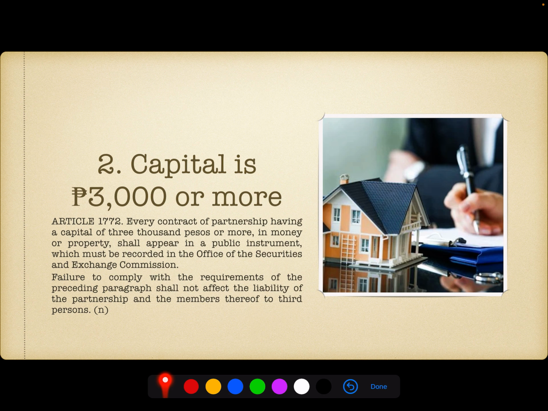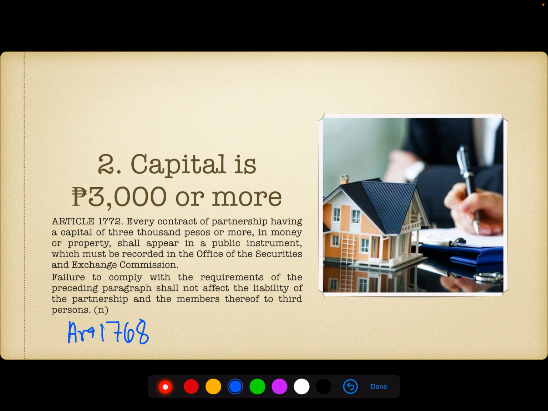But the difference between 1772 and 1773 earlier is that here in 1772, the failure to comply with the requirement of creating a public instrument and recording it in the Securities and Exchange Commission will not affect the validity of the partnership contract. Why? Because under Article 1768, which we already discussed a while ago, a partnership has a juridical personality separate and distinct from that of each of the partners, even in case of failure to comply with the requirements of Article 1772, first paragraph. All right, so the reason for this is that the law recognizes that most partnerships are created with small capital, and it would be impractical and inconvenient to require partnerships to comply with 1772.